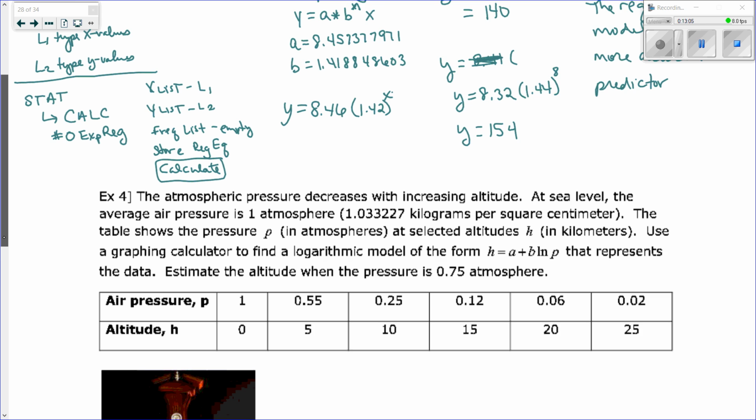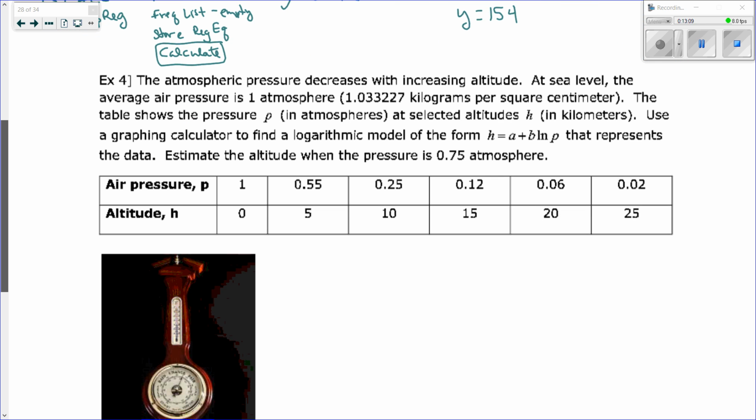All right, let's look at number 4. The atmospheric pressure decreases with increasing altitude. At sea level, the average air pressure is 1 atmosphere, which is 1.033227 kilograms per square centimeter. The table shows the pressure P in atmospheres at selected altitude H in kilometers. Use a graphing calculator to find a logarithmic model of the form H equals A plus B ln P that represents the data. Estimate the altitude when the pressure is 0.75 atmosphere. All right. So what do we know about this problem?